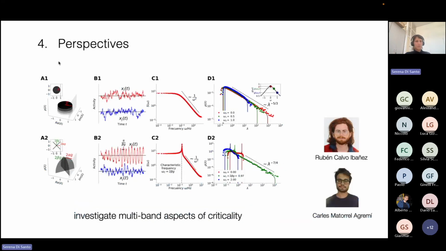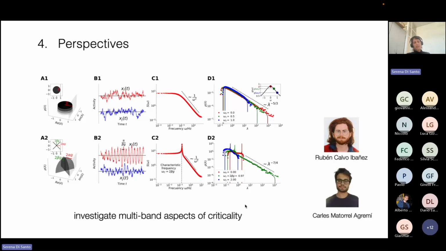And next, just 1 minute maybe on the perspective. What's next? Now, Ruben and Carles, who are two PhDs in the lab of Miguel Angel, are investigating the multi-band aspects of this problem, going beyond this idea of the long-time window covariance matrix, because one is integrating over a long-time window and therefore averaging out all time-dependent effects. However, we know that in the brain there are transient synchronization phenomena, oscillations, traveling waves and all sorts of interesting time-dependent phenomena.